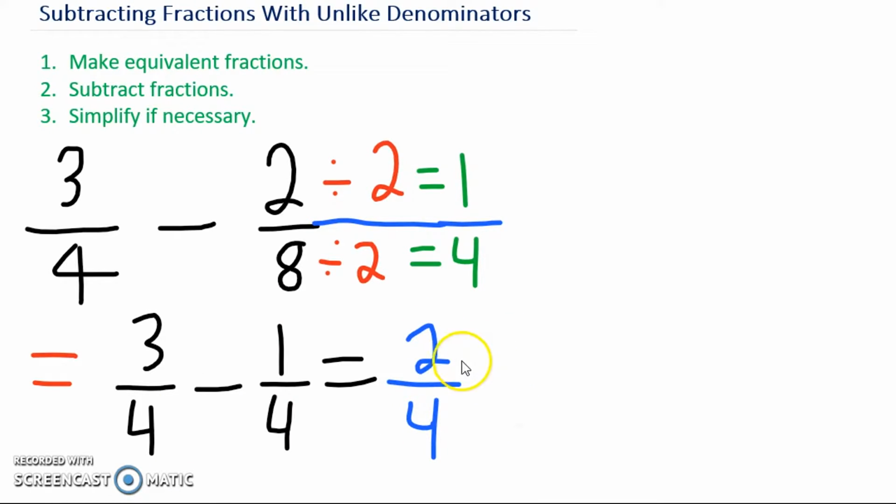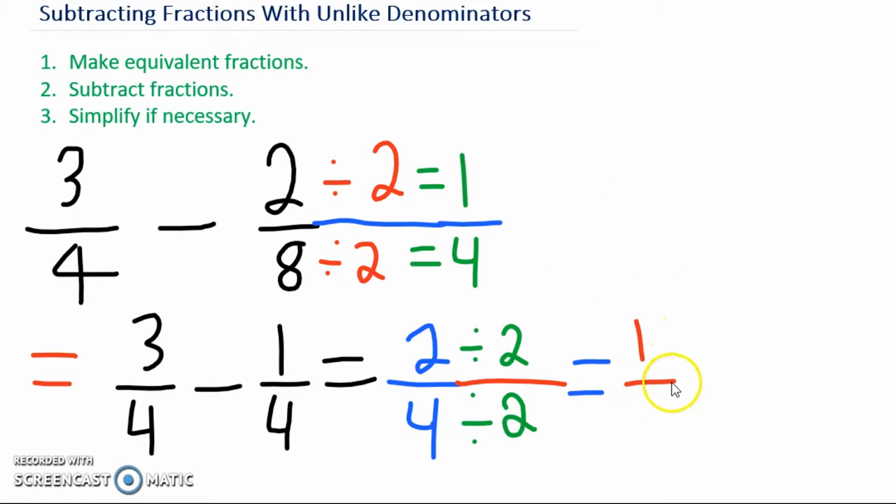So now we're going to simplify, and we can simplify both of these by 2, because it will equal 1/2. 2/2. 2 divided by 2 is 1 over 4 divided by 2 is 2. Let me do that in red. So our final answer to this problem is 1/2.